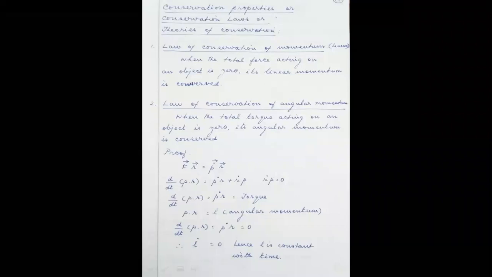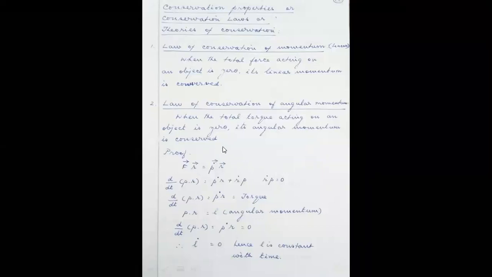See, the first law of conservation is the law of conservation of momentum, which is the linear momentum. When the total force acting on an object is zero, its linear momentum is conserved. Conserved means constant with the time. And the second law of conservation is the law of conservation of angular momentum. So when the total torque acting on an object is zero, its angular momentum is conserved.